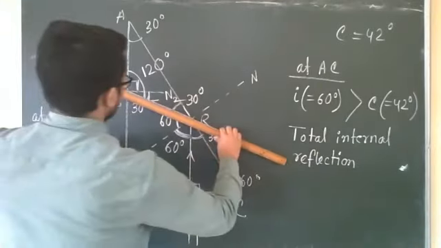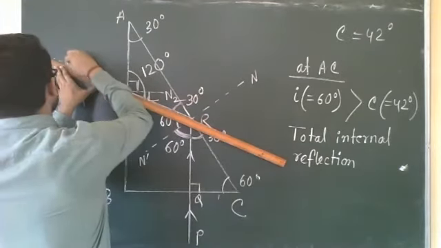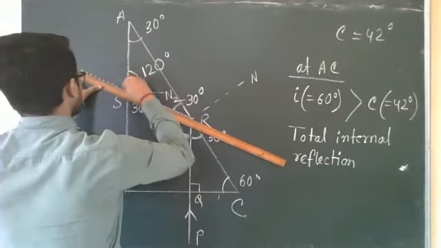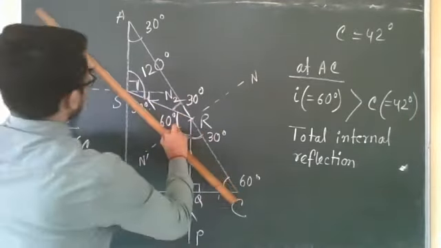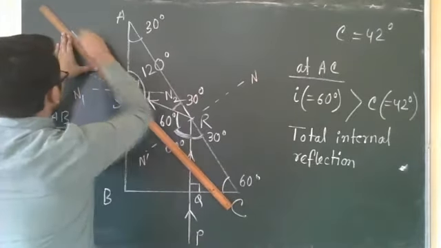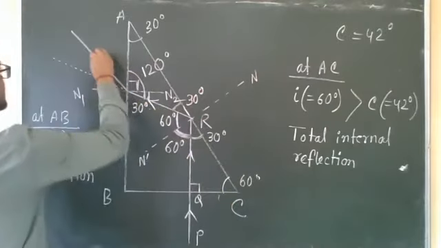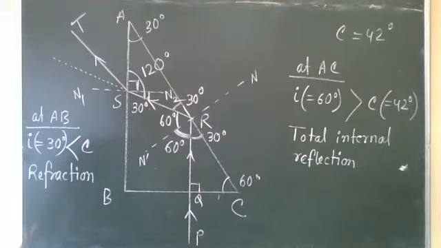It is going from denser to rarer, that means the light will bend away from the normal. This is the actual path. So it will bend away from the normal. This is S. So this is the complete ray diagram.